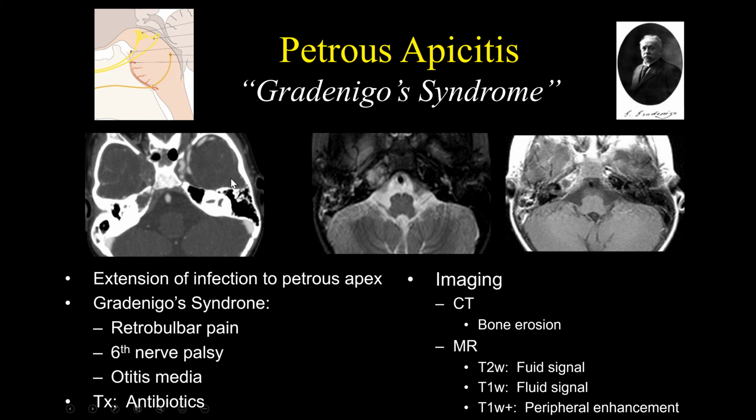Now, the classic thing that we're always taught is Gradenigo syndrome, and this was described in the early 1920s or 30s by Giuseppe Gradenigo. And what Giuseppe Gradenigo described, and again, this was long before the days of CT and MR, was a patient that ended up having a skull base infection with the clinical findings of retrobulbar pain, a 6th nerve palsy, and otitis media.